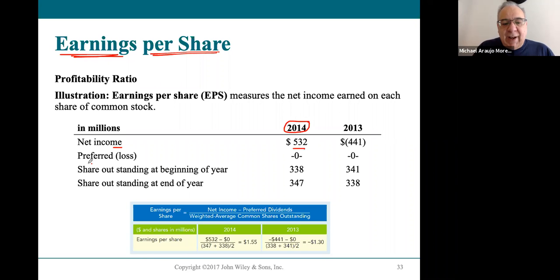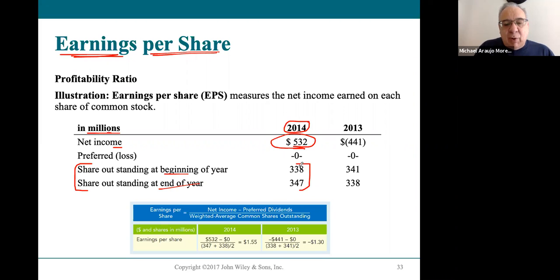And how they divide it up for earnings per share is they look at how many shareholders they had through the year. Now, here in 2014, at the beginning of the year, and again, this is in millions, they had 338 million shareholders. But by the end of the year, they had 347 million shareholders. That's because companies sell shares to raise money. So during 2014, they obviously sold some shares to raise some money. They take the average of these two numbers to split up the earnings per share.